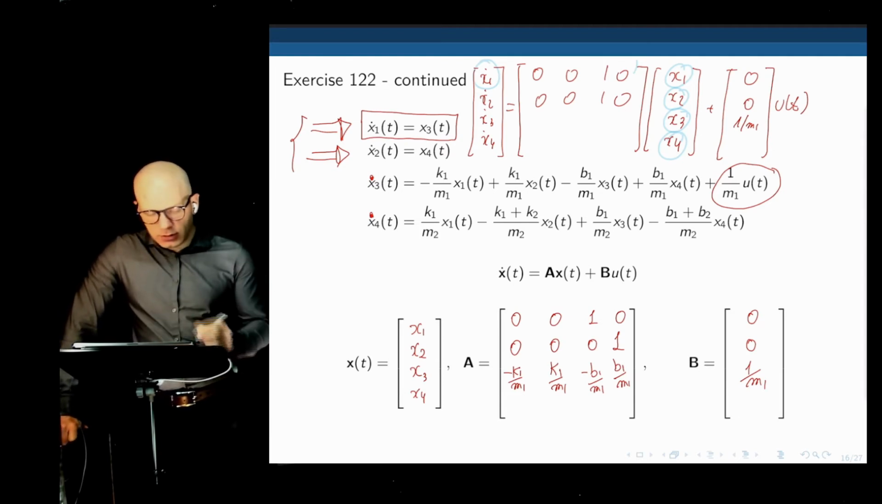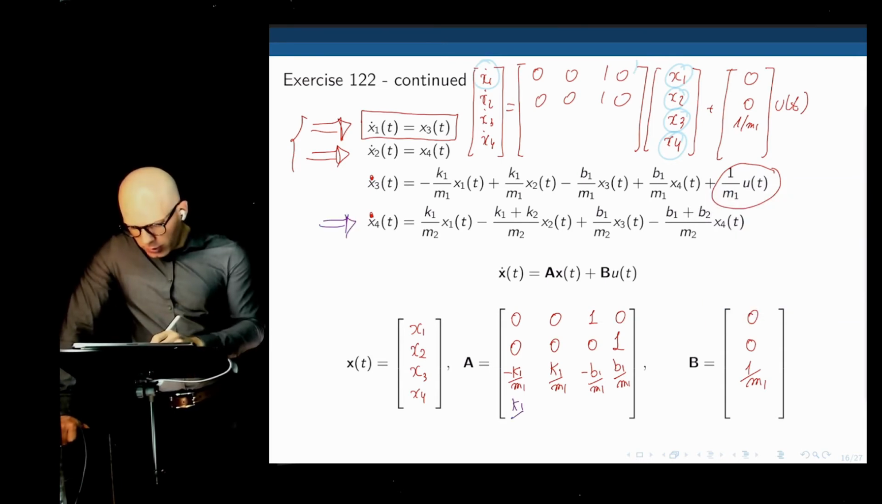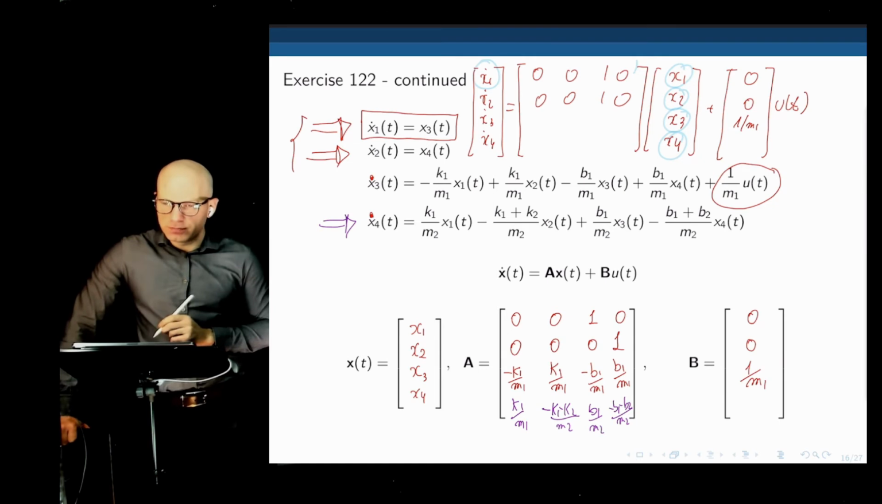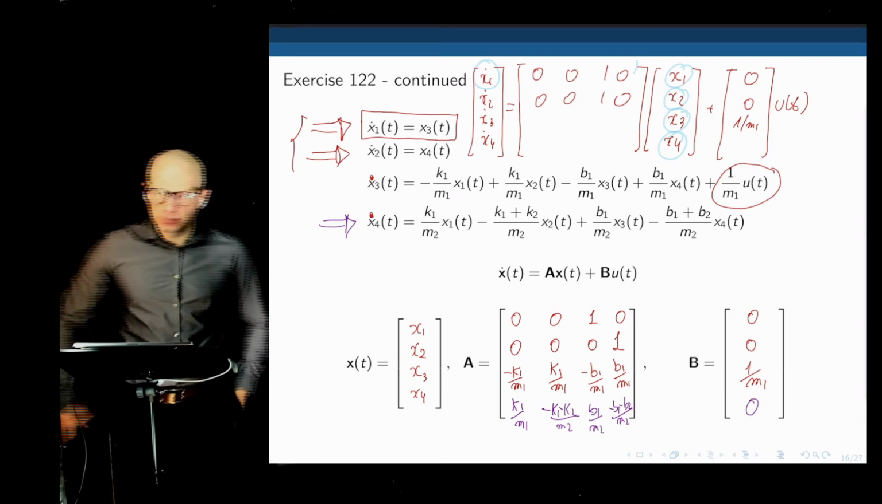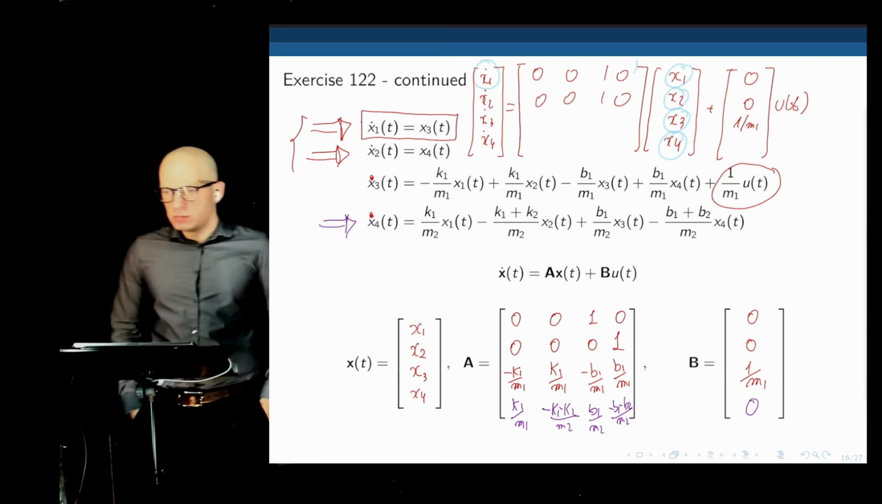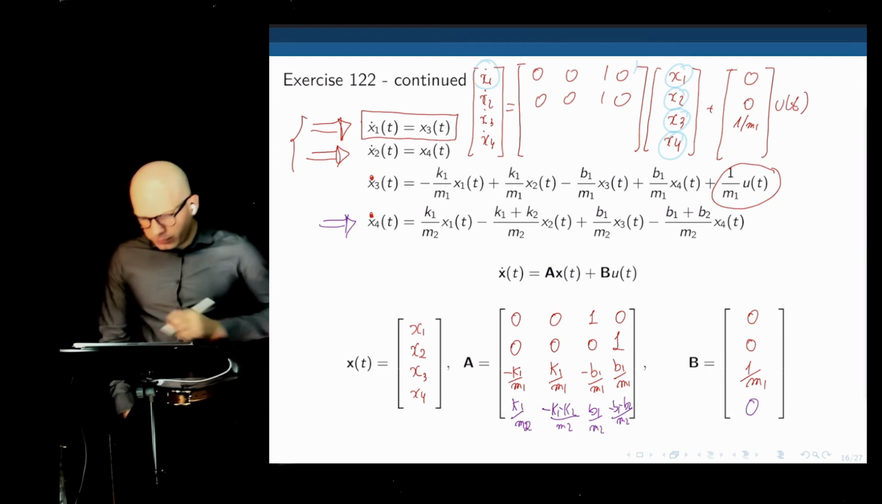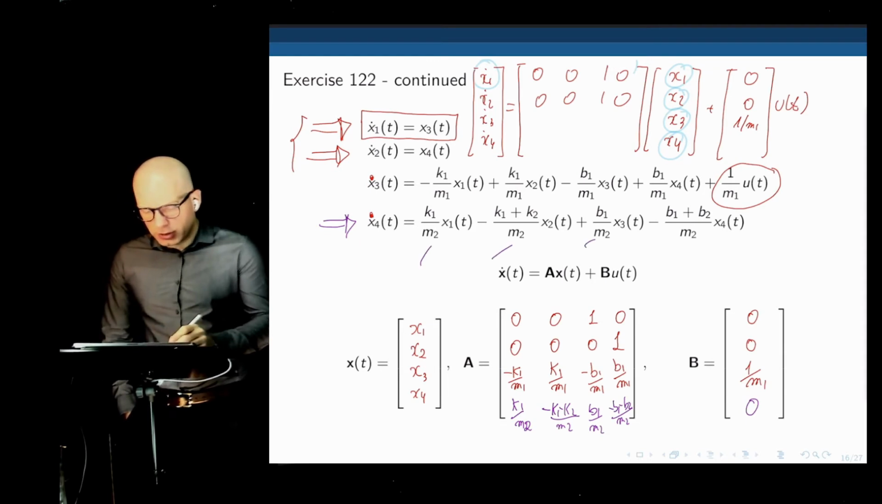Okay, and then the last equation, x4 dot, we have k1 over m2, minus k1 minus k2 over m2, b1 over m2, and minus b1 minus b2 over m2. And what goes in B? The last line of B? 0. Why is the bottom left one over m1? All m2, sorry. It's all m2. Right, if you look at the equation for x4 dot, it is all m2.